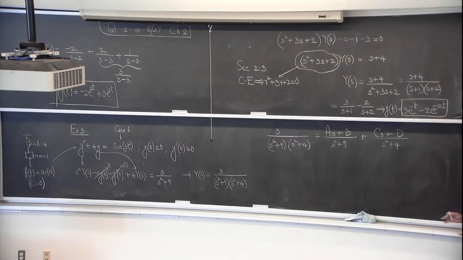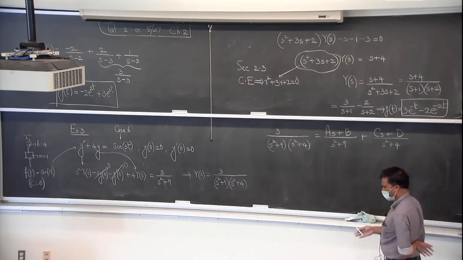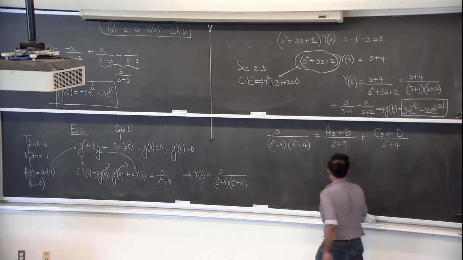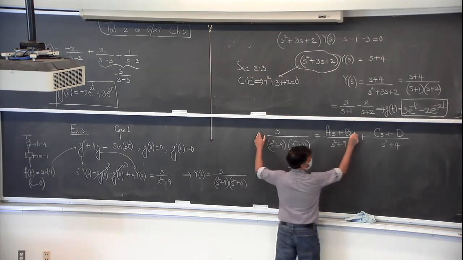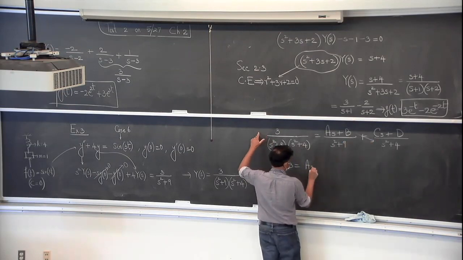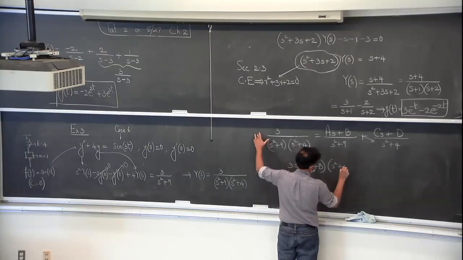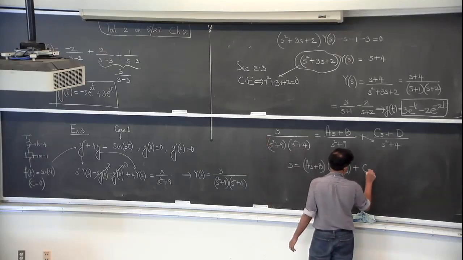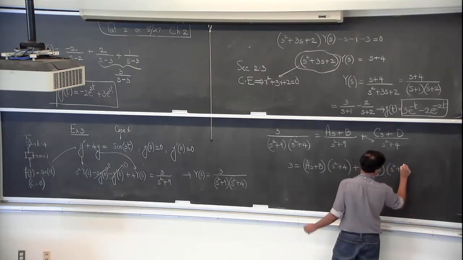So if we were doing this in chapter 2, we would be doing x_h and x_p separately and then plugging in the initial values. Okay, so we're taking care of all of these things at the same time. So clear the fractions. That's going to be 3 equal to a s plus b times s squared plus 4 plus c s plus d times s squared plus 9.